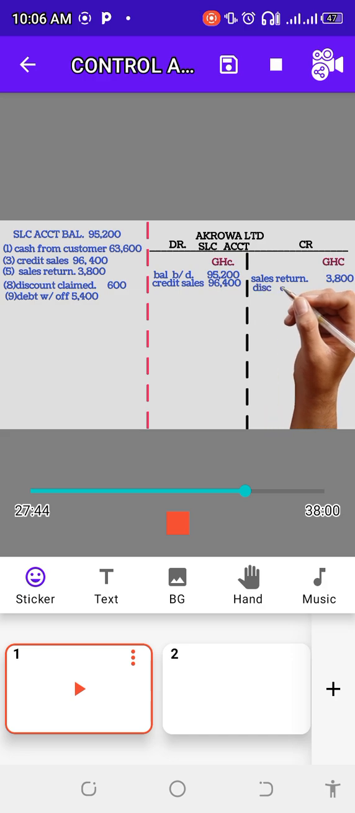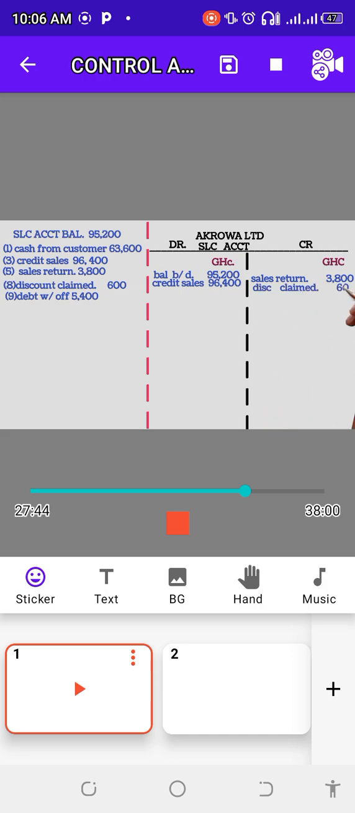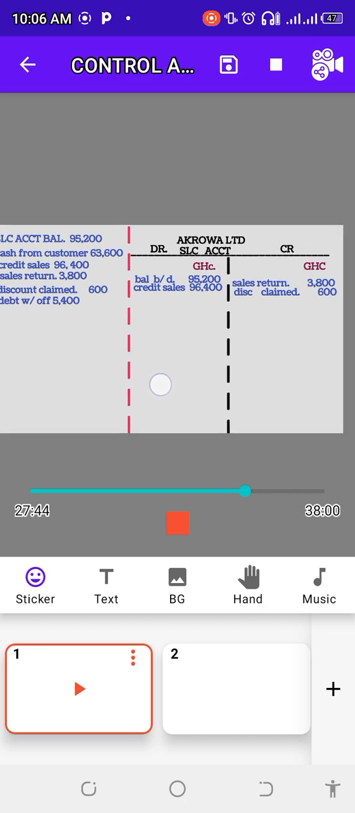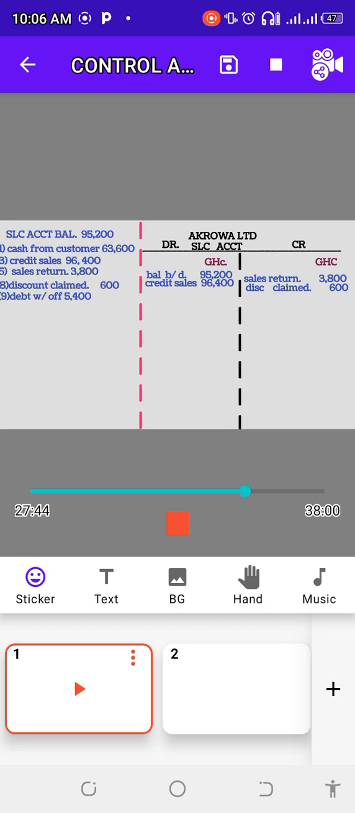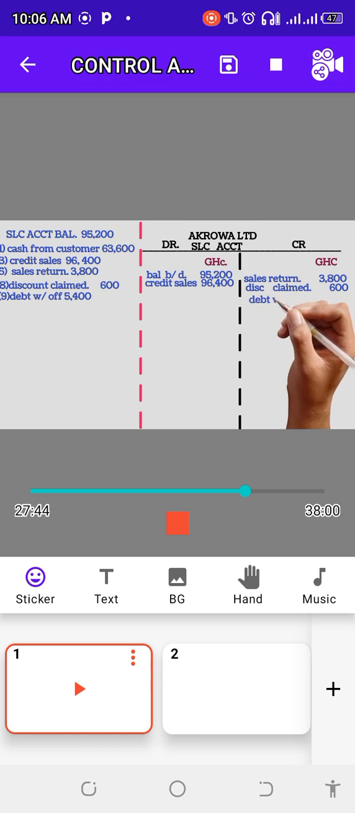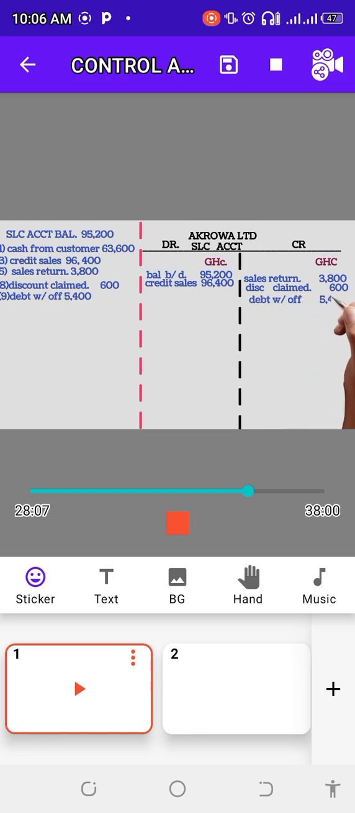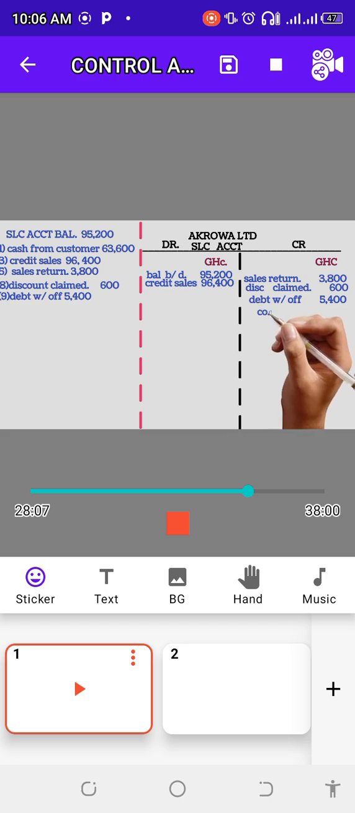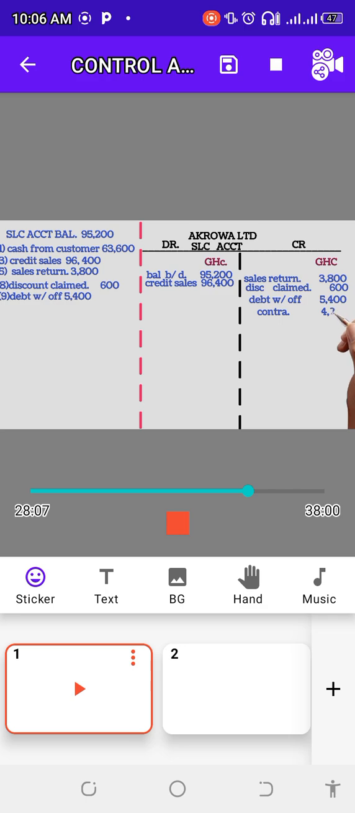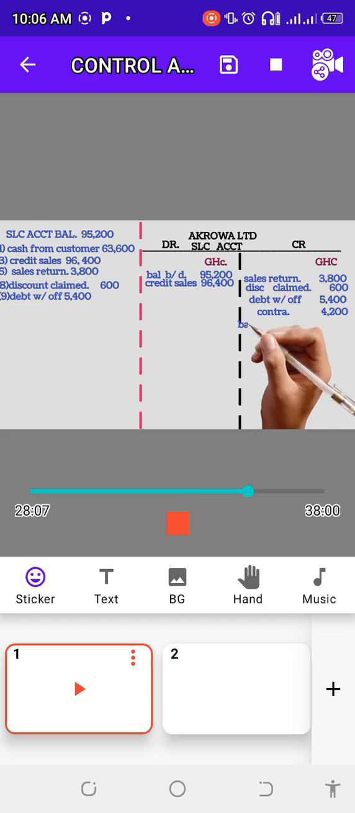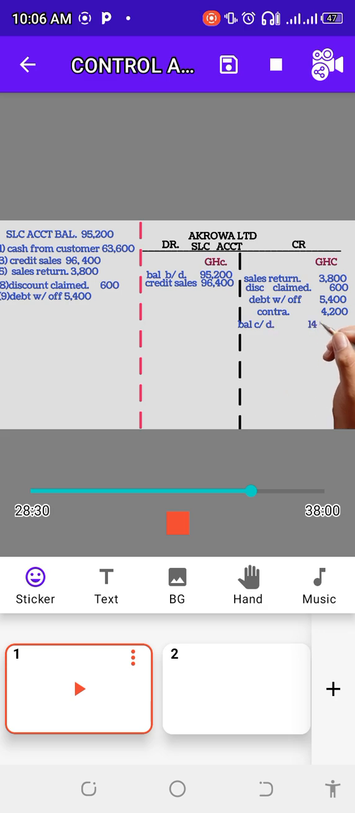The next thing is this discount claim. Discount claim by somebody who is not supposed to claim it, provided it has been claimed, we reduce it. Then bad debt written off will also reduce the amount of debtor. Then I think that is all. The next thing we are going to take a look at is the contra. The contra, which is set off, is always by the reducing side of both sales ledger control account and purchases ledger control account. Then you take the difference, calculate the difference, and get the balance carried down.